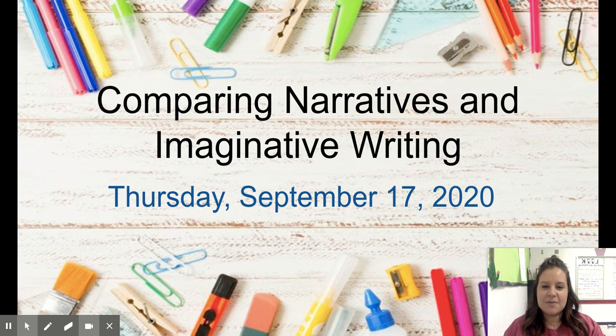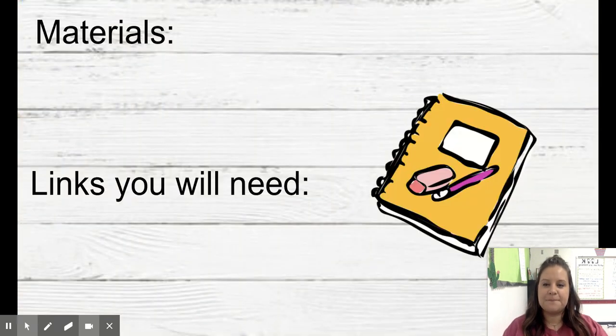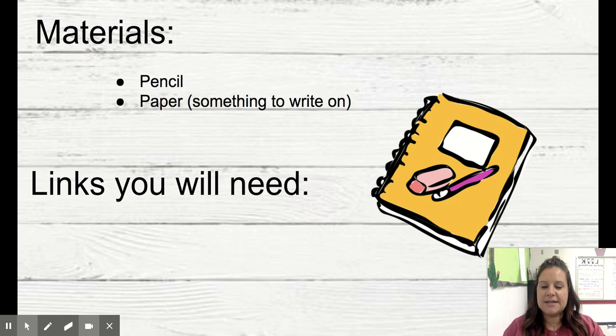Today in writing, we are comparing narratives and imaginative writing. A few things that you will need to get started are a pencil or something to write with, and paper or something to write on. If you have been using a writing journal to do your personal narratives, that would be a great place to store this information as well. If you do not have these materials, please press pause and come back when you are ready. At that point, you may press play again.